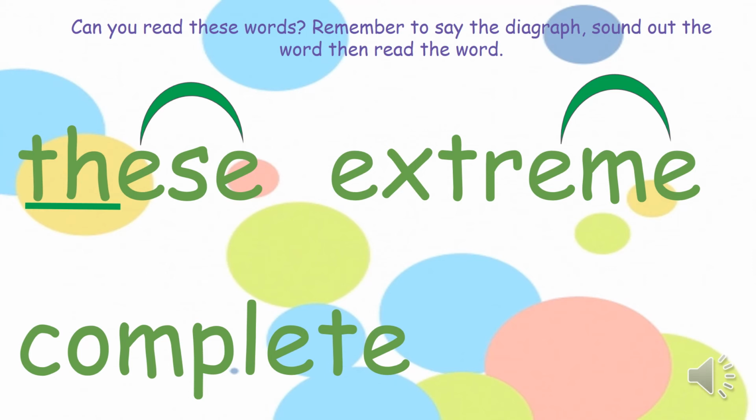Have a look at the third word. What digraph can you see? We have our split E sound. Now let's sound out the word. K, o, m, com, p, l, eat, pleat, complete. Let's complete your work for today.